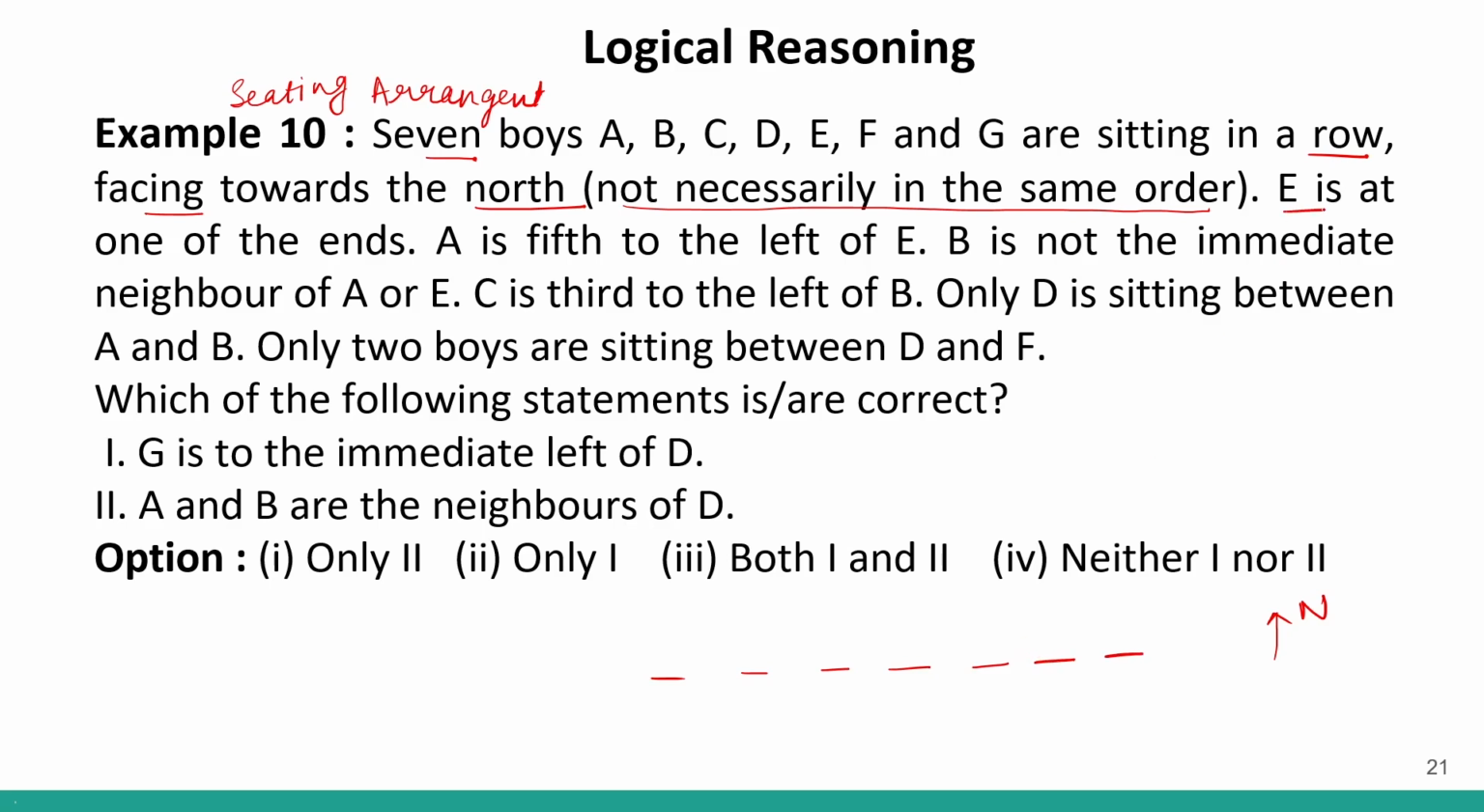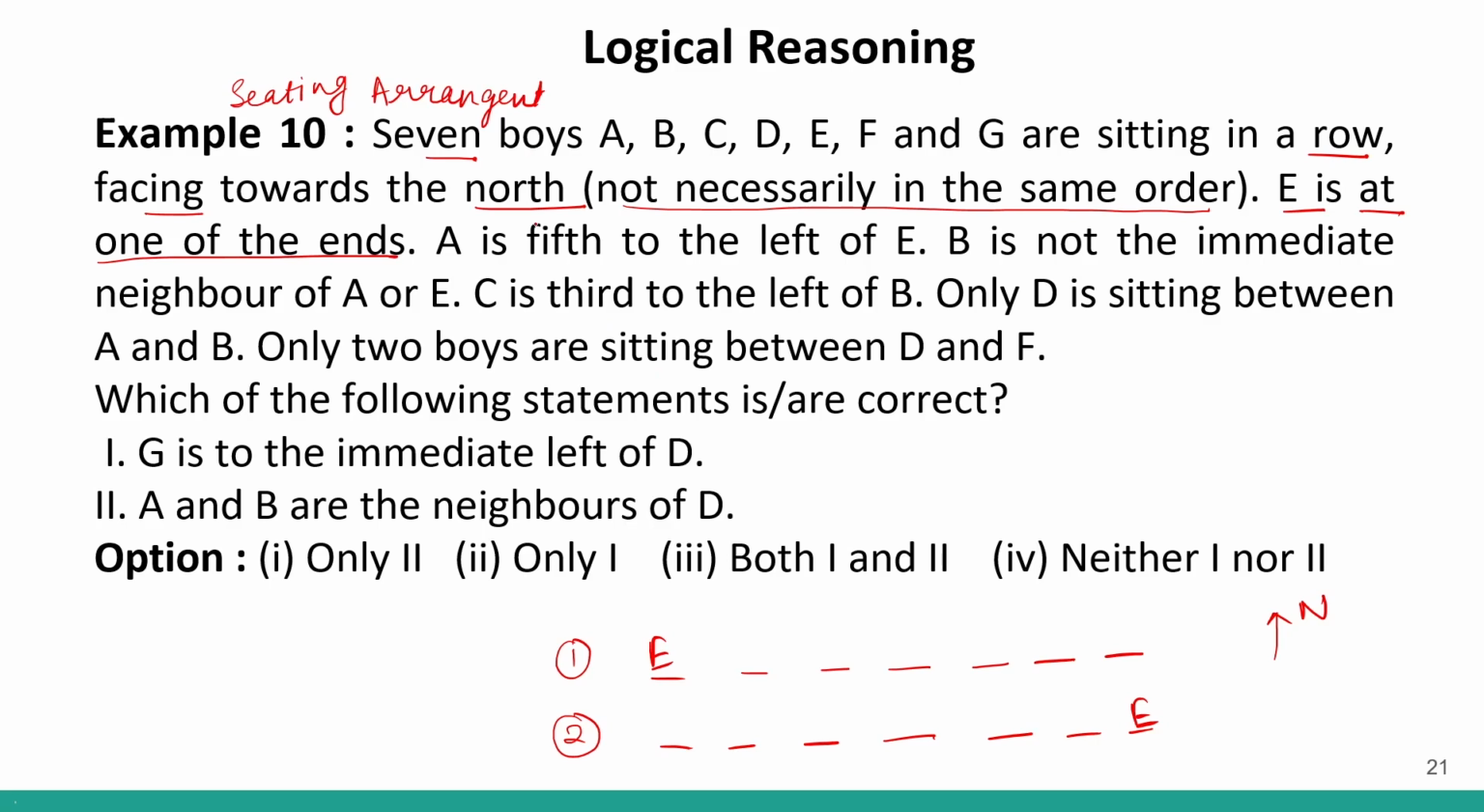Now, E is at one of the ends, but which end is not given to us. So there are 2 possibilities. Whenever we solve questions on seating arrangement, we always assume the possibilities. We do not solve only for one possibility. We solve for all the possibilities that we get in the question. So 2 possibilities are there. So we'll solve for both of them. So possibility 1 will be E will be here, and possibility 2 that E is over here.